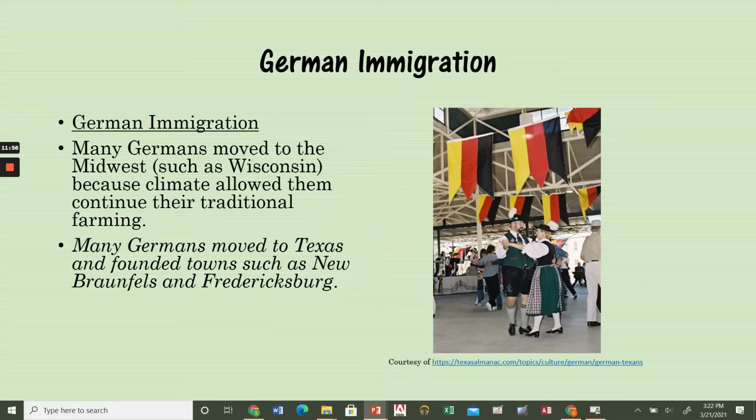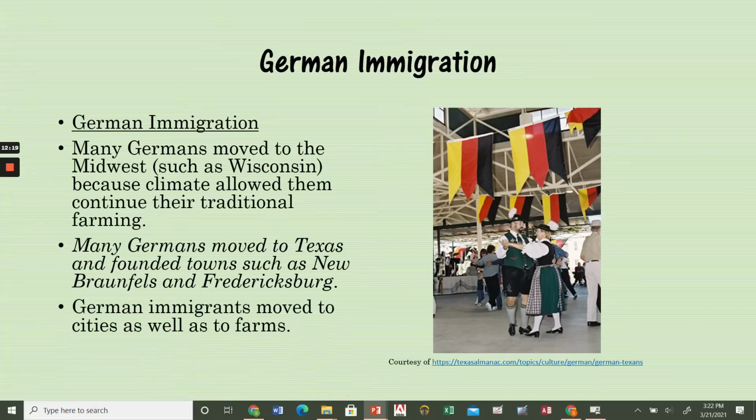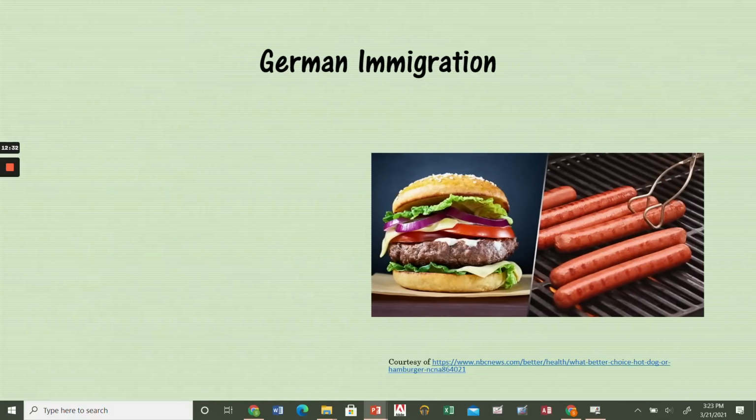As you should know, maybe you talked about this a little bit in Texas history class last year, many Germans moved to Texas and founded towns such as New Braunfels, Fredericksburg. So a lot of towns in central Texas today have a German origin, were founded by German immigrants 150, 175 years ago. The German immigrants did not move just to farms. They also moved to cities as well.